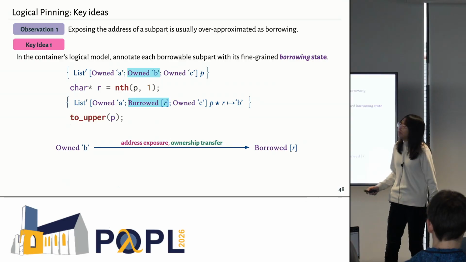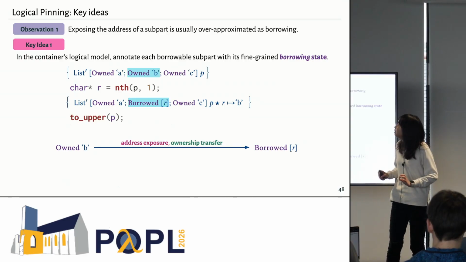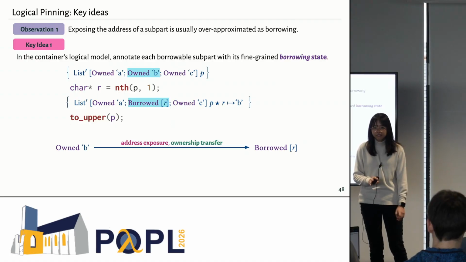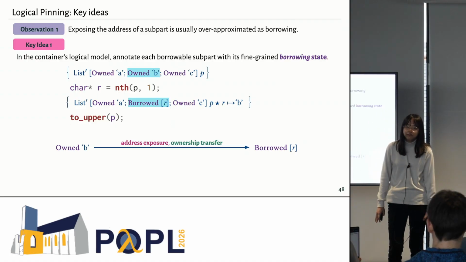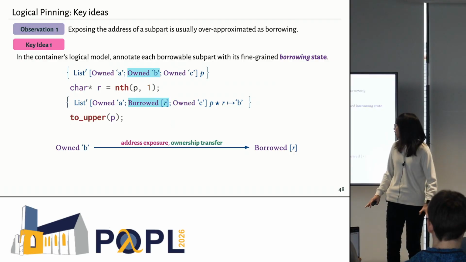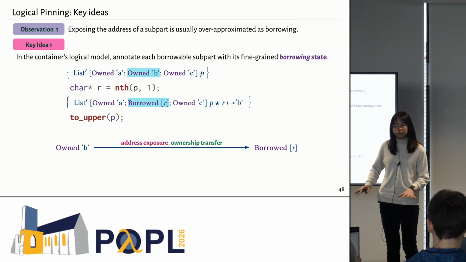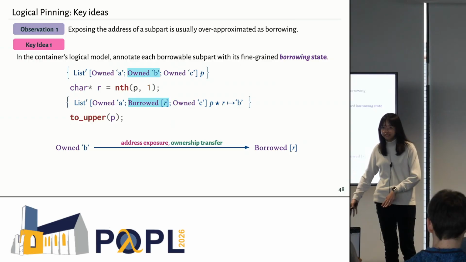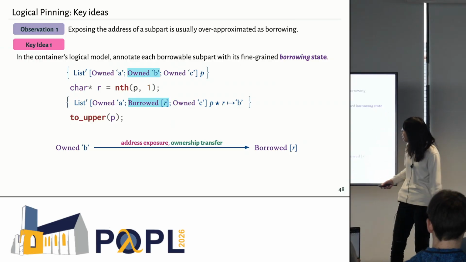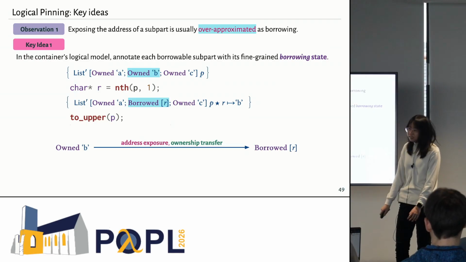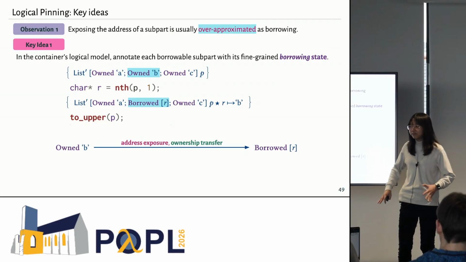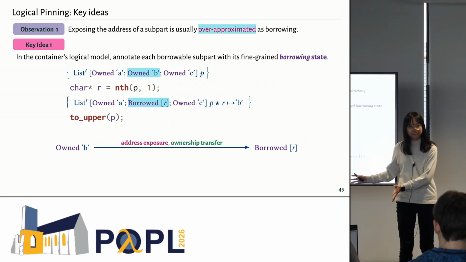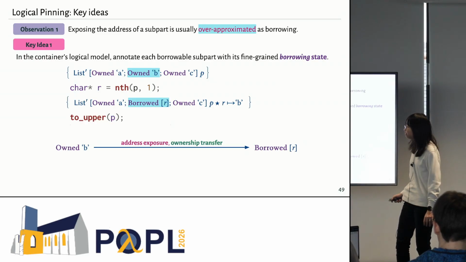We can see that in this kind of borrowing, in this kind of modeling, we go directly from the owned state to the borrowed state, which does two things at the same time. It both exposes the address R, and also does the ownership transfer. However, the ownership transfer is not needed. It's an over-approximation here because we actually don't really need the ownership transfer, as we have already seen before.